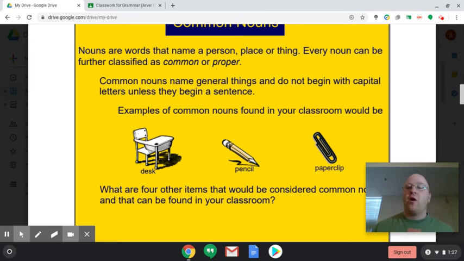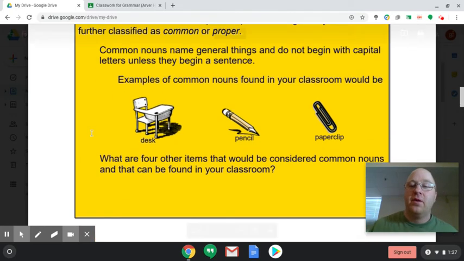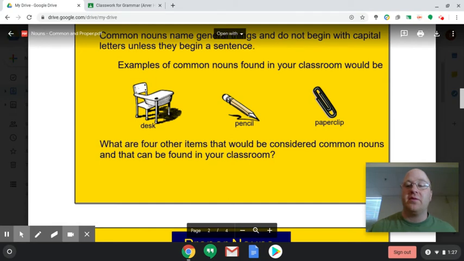Normally in class, I'd ask you to name 4 other things that in this classroom you would think would fit into the category of a common noun. So go ahead and think of some things that you can think of, whether it's around you now where you're watching this or in the classroom. What are some examples of some common nouns?